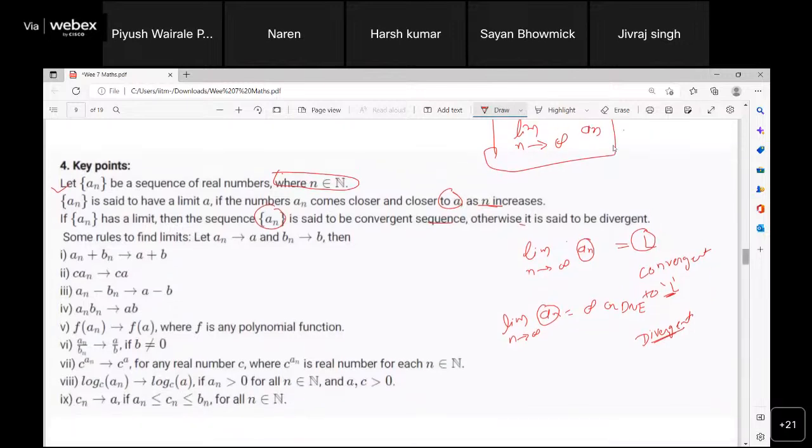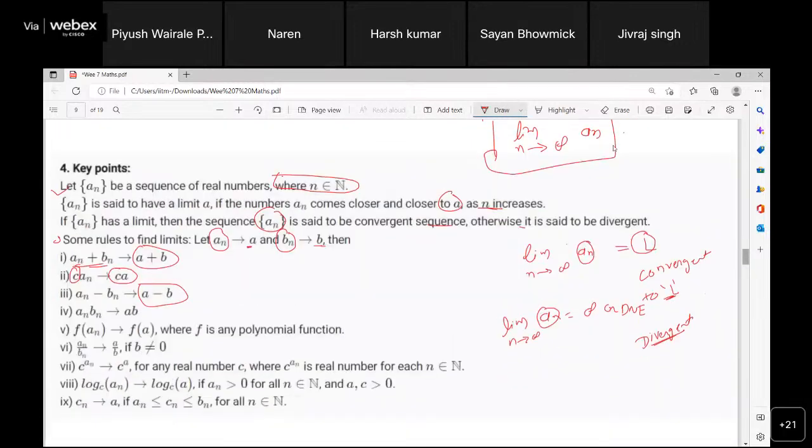So there are a few rules. If we say that this particular sequence is converging to a, and this particular sequence is converging to b, in that case we can say an plus bn will converge to a plus b. If there is some constant number, say c, then we can say c times a. Same for subtraction also: an minus bn will tend to a minus b. So these are the few rules.